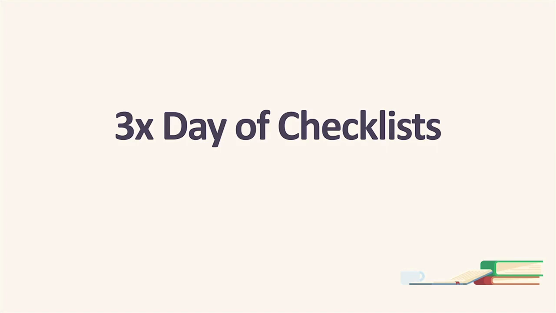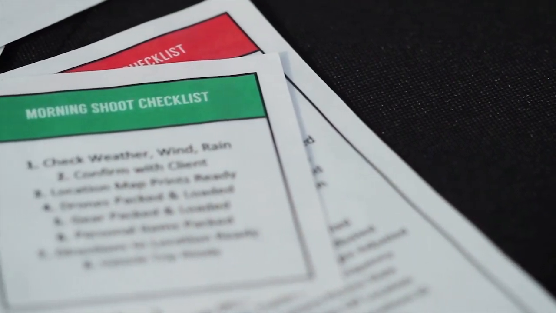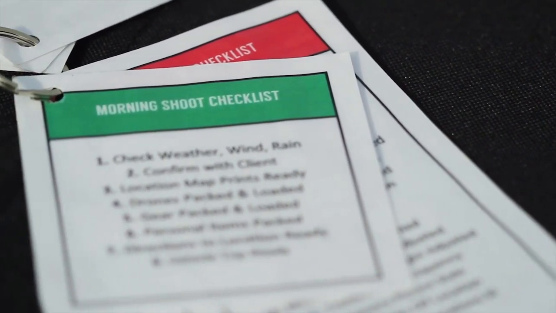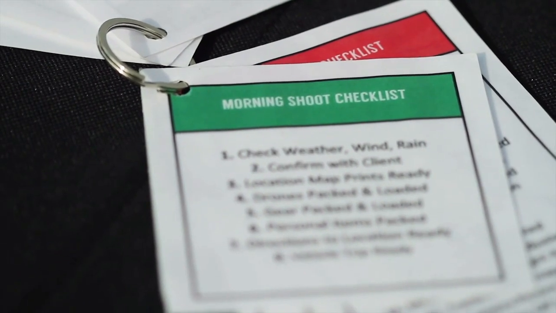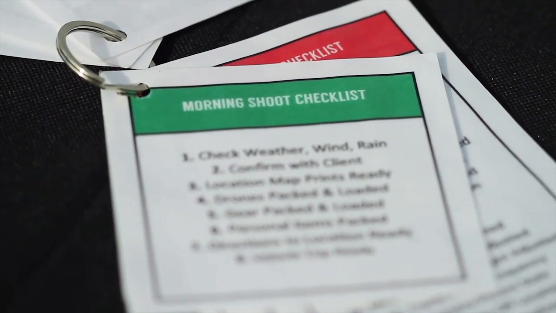Now let's learn about the three day-of checklists that should be reviewed the day of an aerial shoot. The first is the morning checklist. These are things that need to be examined early on the day of a planned shoot to ensure no surprises arise, or if the shoot needs to be rescheduled due to problems.